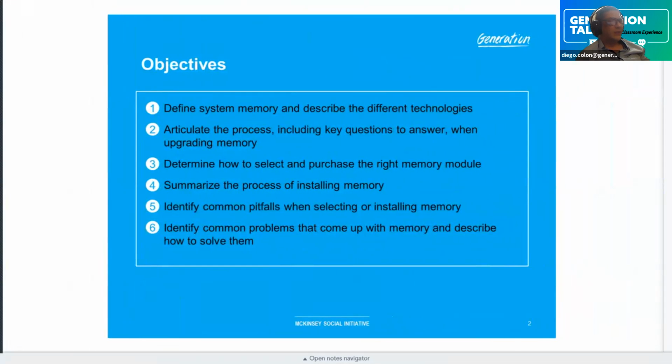Overall, our main objectives by the end of this session are to be able to define the system's memory and describe the different technologies, articulate the process, including the key questions to answer when upgrading it, determine how to select and purchase the correct modules, summarize the process of installing it, identify common pitfalls in selecting or installing the actual memory, and the problems that may come up with memory.